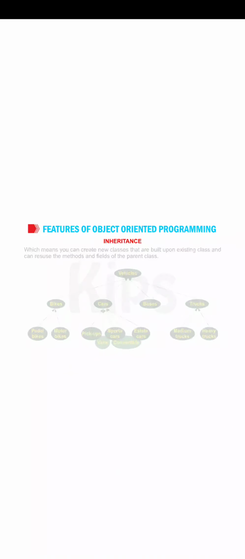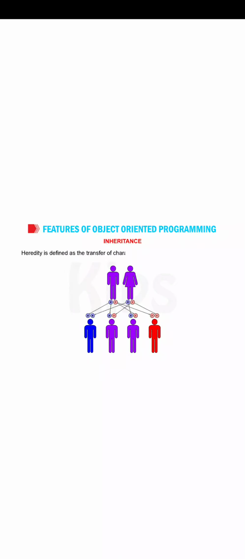Inheritance. Inheritance is the feature using which an object in one class acquires the properties and behavior of objects of another class, which means you can create new classes that are built upon existing class and can reuse the methods and fields of the parent class. This property brings the concept of object-oriented programming a step closer to our lives, as it reflects the real-life concept of heredity in programming. Heredity is defined as the transfer of characteristics from parents to their children.